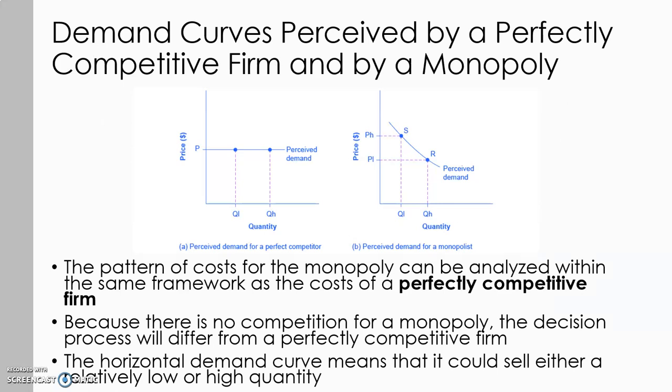Remember that perfectly competitive firms face horizontal demand curves because they can produce as much as they want without changing the price. Monopolists face downward sloping demand curves. So the decisions are going to follow some of the same principles, but they're going to be made differently.